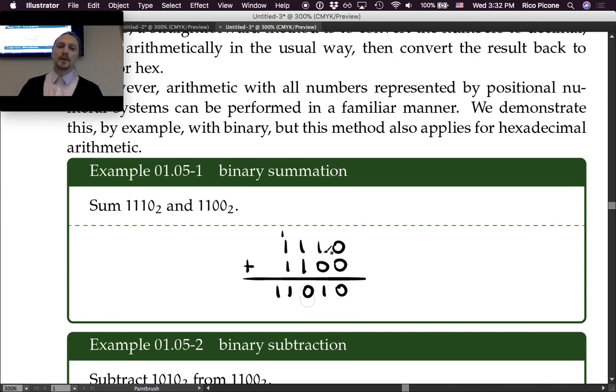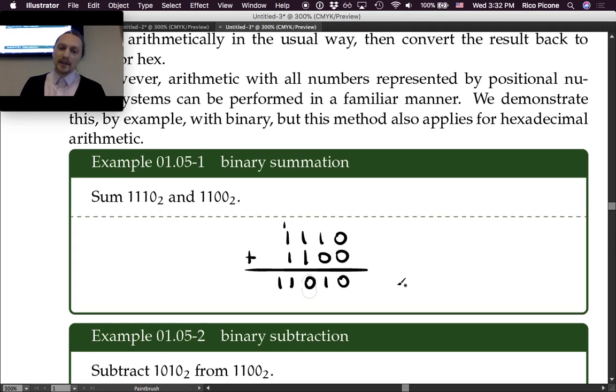There we go. So 1 plus 0 is 1. 1 plus 1 is 2. So 2 is 1, 0. And then you carry the 1. And then 3 is 1, 1. Yeah. So it's a little creepy and weird, but it works just like your other arithmetic with overflows and all that. Carrying.